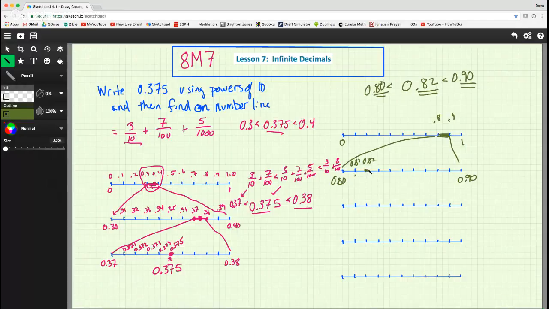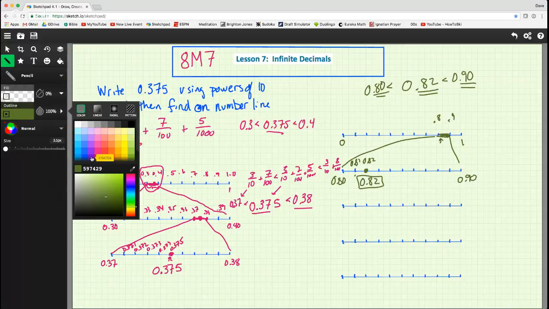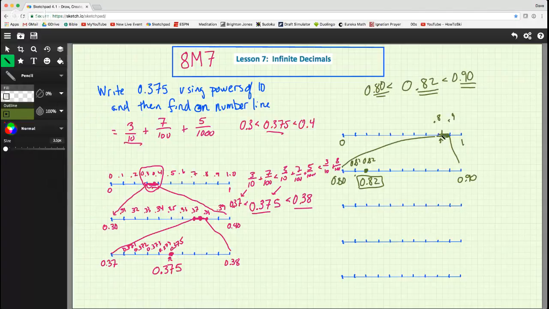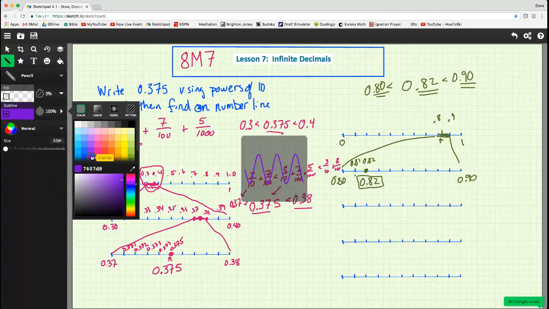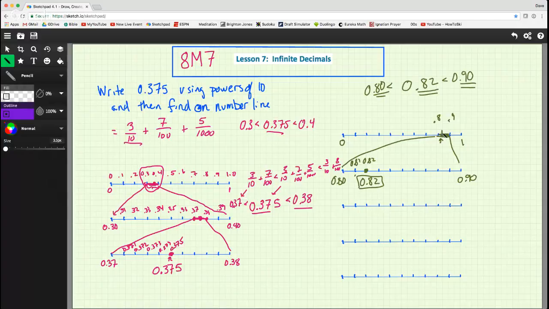We're right here, 0.82. And I don't need to use any more bars on down the road, because this is my tenths. This is my 0 to 1 broken down by tenths, and this is broken down by hundredths. So now we're over here kind of on the left side of this guy. So we're right about here. And let's just make that dot, we'll put it in purple. It's right about here.